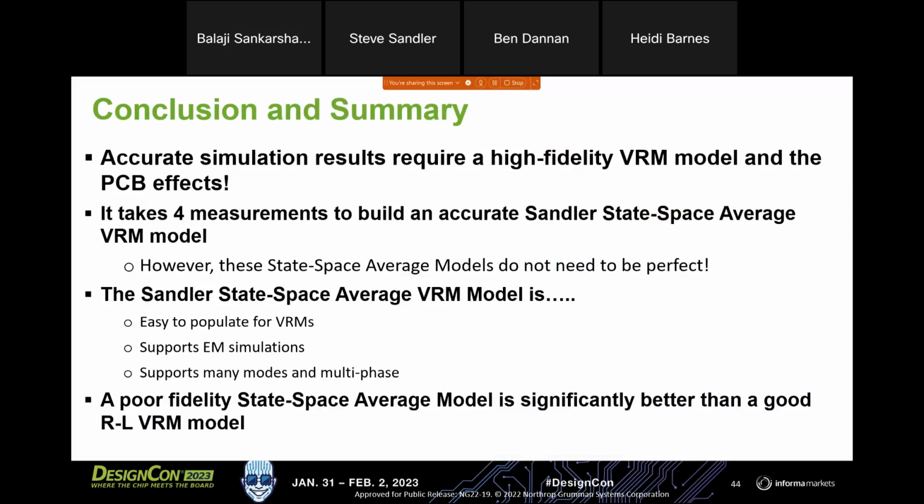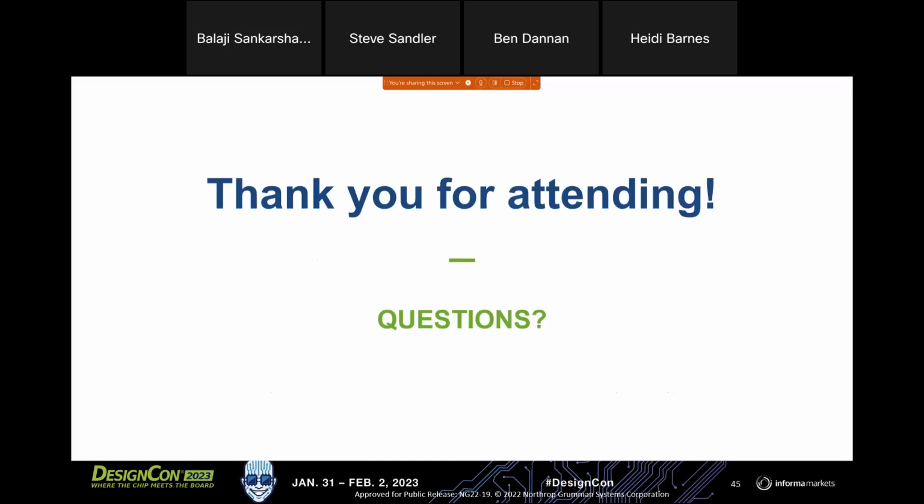The Sandler state space average model is easy to use. It supports multi-modes and it works with EM. And if you want to use a SPICE model, don't, because a poor fidelity state space average model is already significantly better than a good or even perfect RL VRM model. That's all I have. Are there any questions?